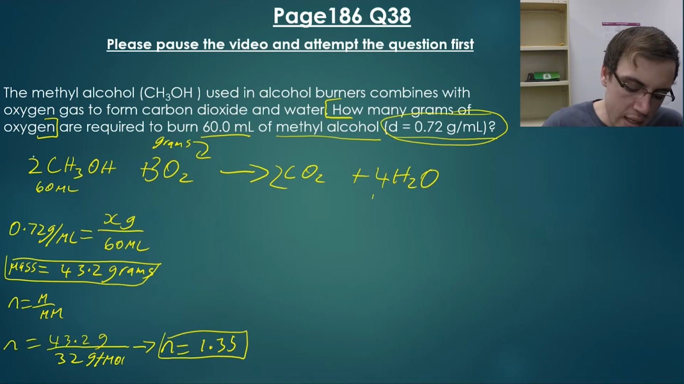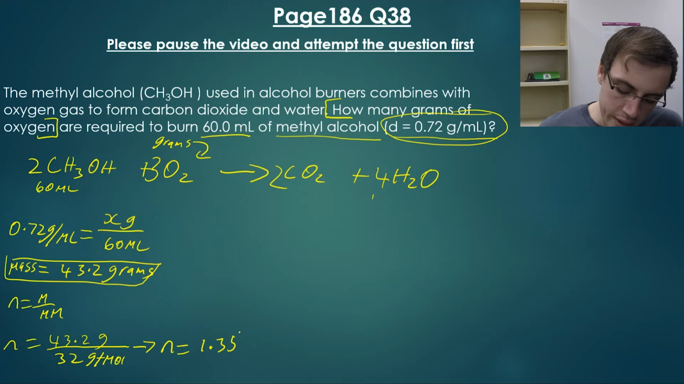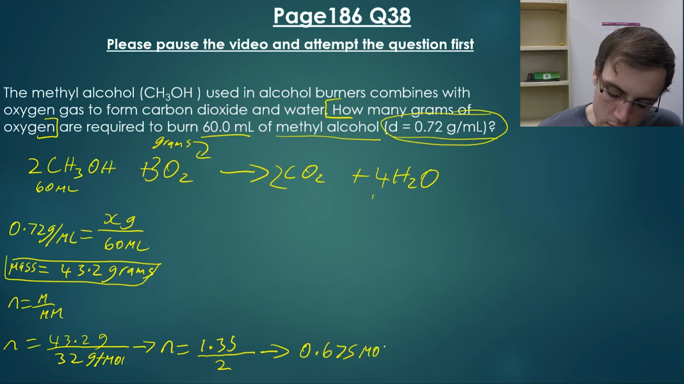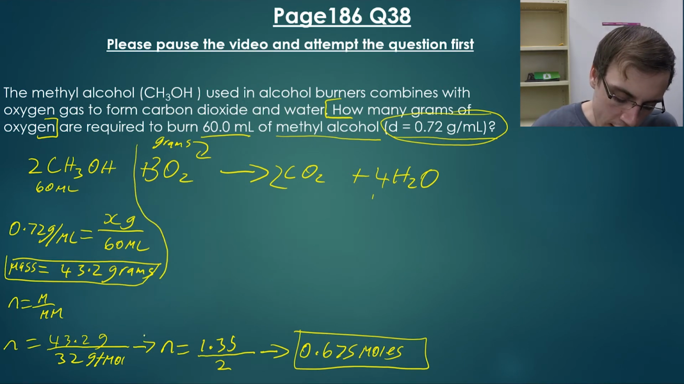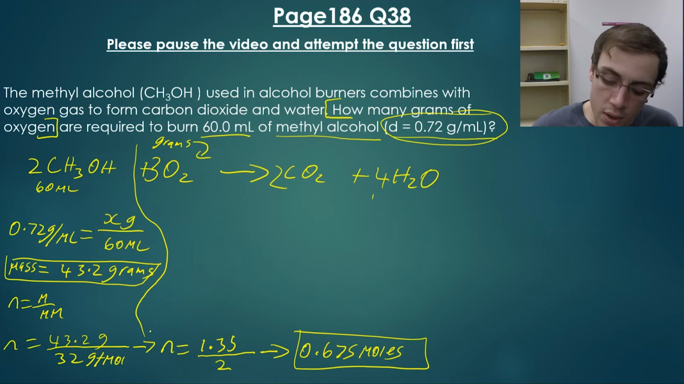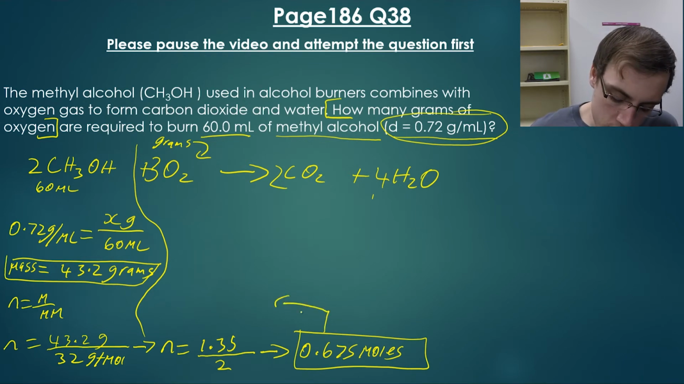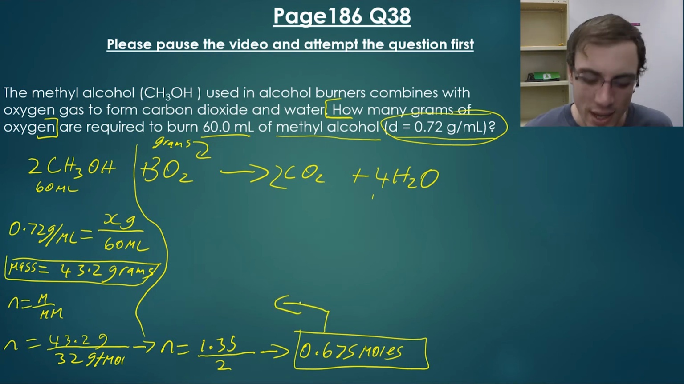Now we need to take into account the coefficient. So we go 1.35 divided by 2, and that will give us a total molar concentration of 0.675 moles. Now we can use our moles to have a look at how much oxygen that we will need. So, sorry, this is a little bit all over the place. I'm running out of room.